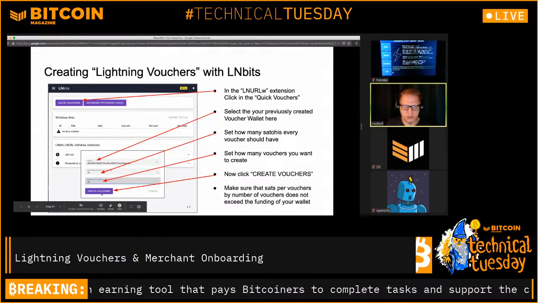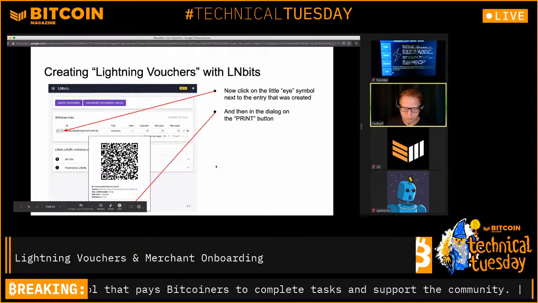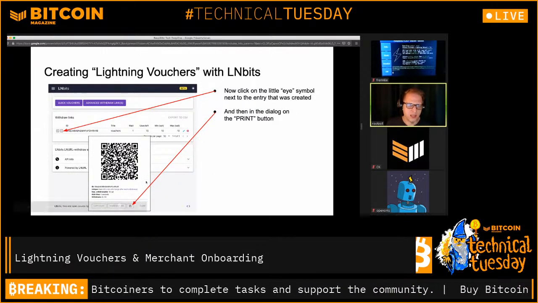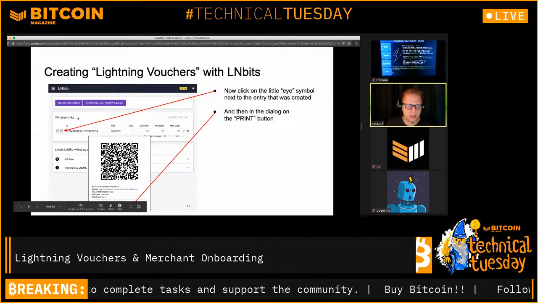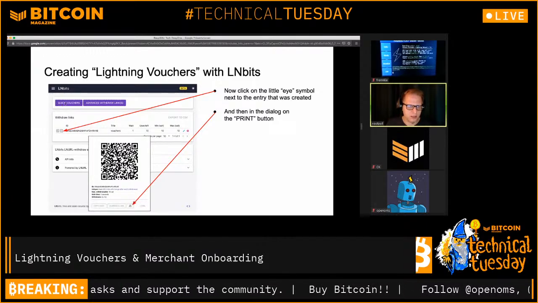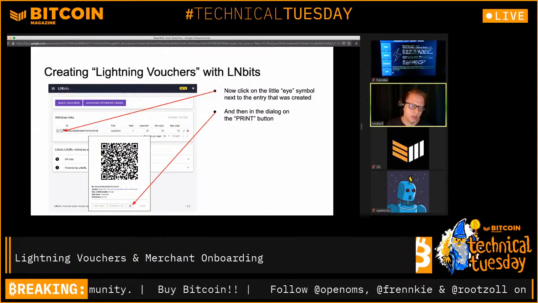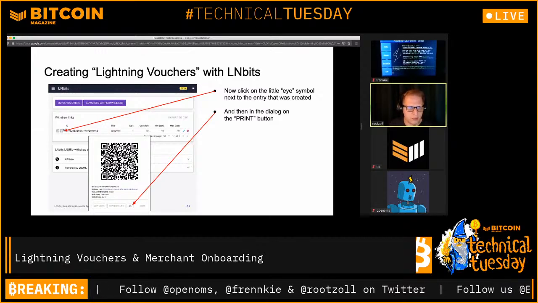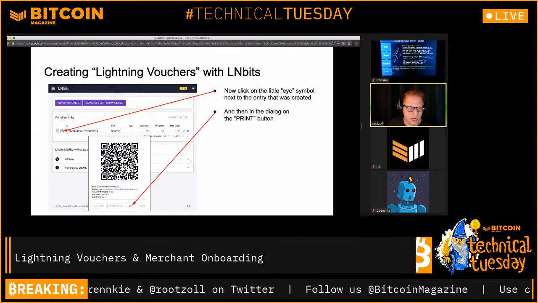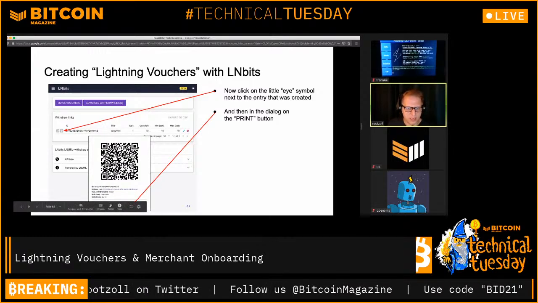So we say, okay, create vouchers. Then we are still on the plugin. What we see on the plugin behind our buttons is now a new entry. This is the vouchers we created, or the LNURL codes we created. And to take a look at them, we use this little eye symbol, and this opens this dialog.